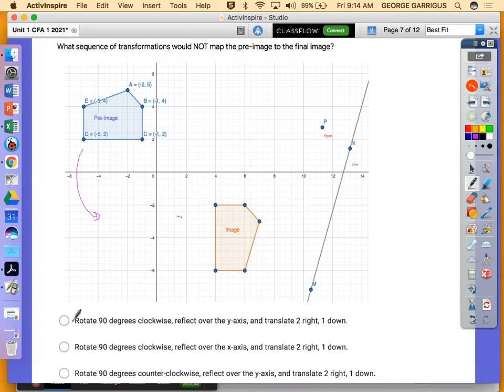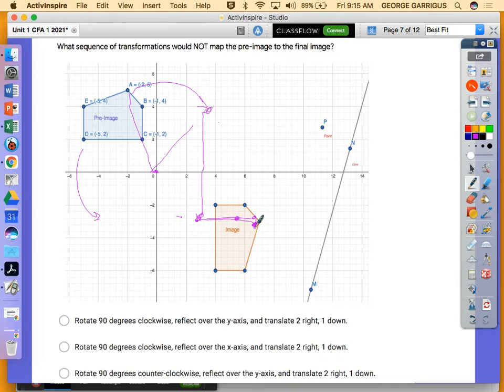Let's look at the top one. Rotate 90 degrees clockwise. So from the origin, a 90-degree rotation is somewhere about right here. Then we're going to reflect to here, to here. It looks like we're off a little bit. It looks like if that's A, we're going to have to take it over somewhat to the right and down, possibly over 2, down 1.